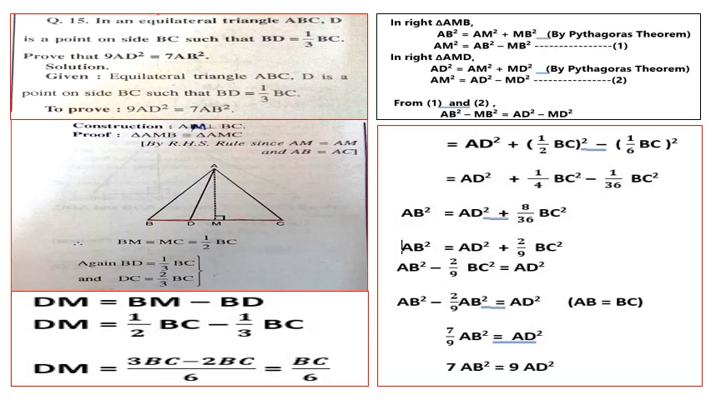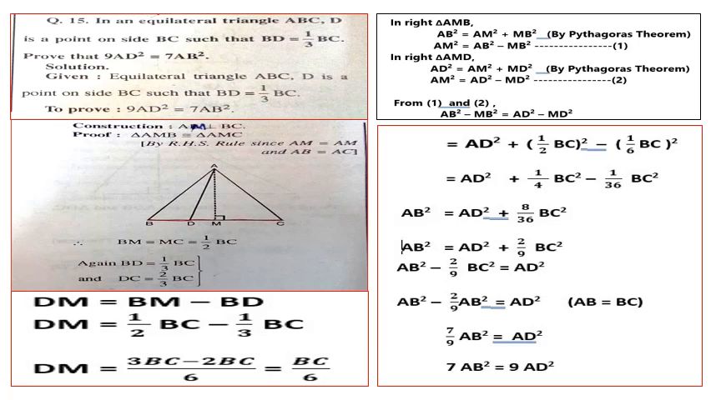Solution. Given an equilateral triangle ABC, D is a point on side BC such that BD is equal to 1 by 3 BC. To prove 9AD square is equal to 7AB square. Construction. Draw AM perpendicular to BC. Proof. Triangle AMB is congruent to triangle AMC by RHS congruence rule.